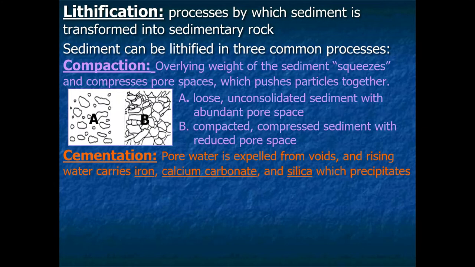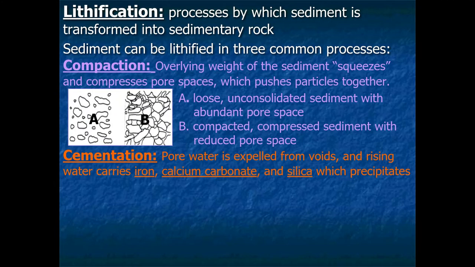And in this case, the water that's inside the pores, in between each one of the grains, is squeezed out or expelled. And then the water carries different types of dissolved ions. Recall what an ion is. The typical ions that are carried are iron, calcium carbonate, and silica. And when conditions are correct, the iron, calcium carbonate, or silica will precipitate out of the solution that it's being dissolved in or carried by the water.